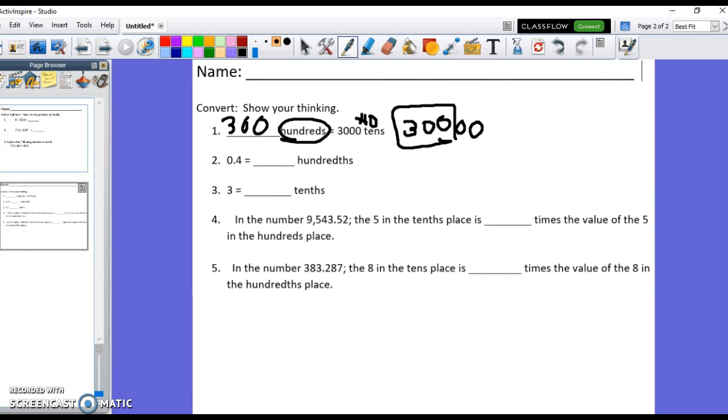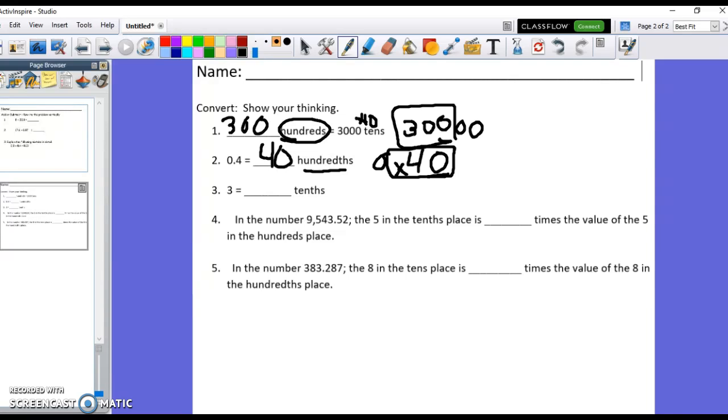Number 2, I have 4 tenths. It's already written in standard form for me. I need to go to the hundredths place. I don't have the hundredths place listed, but I can annex a 0 or make an equivalent decimal by adding a 0. It does not change the value of the number. Now I can underline the hundredths place, and I can put a box around it going forward. I cross out the decimal, and my answer is 40. 4 tenths is the same as 40 hundredths.